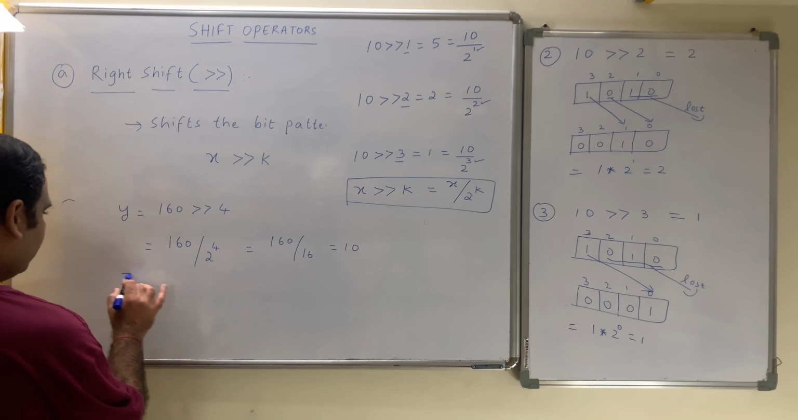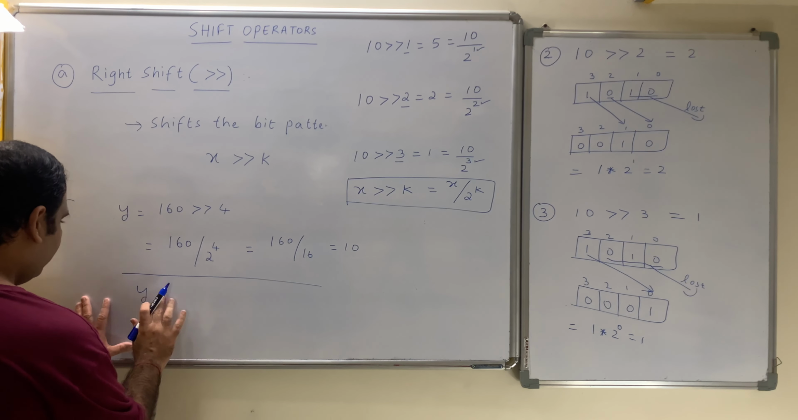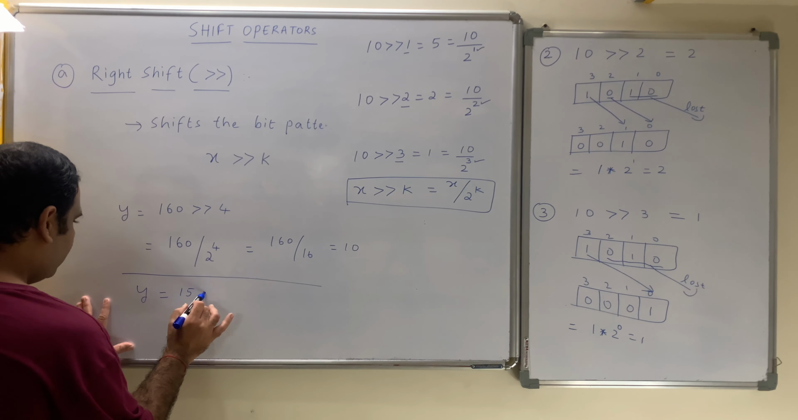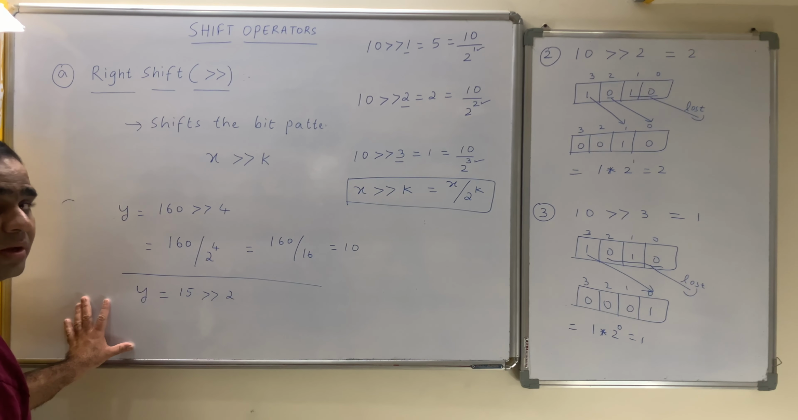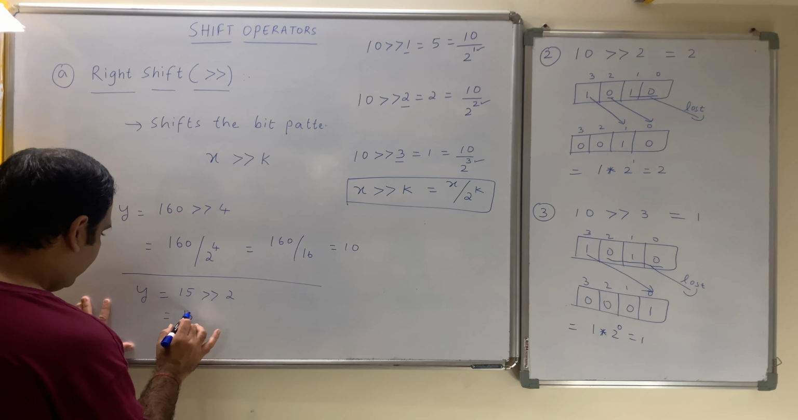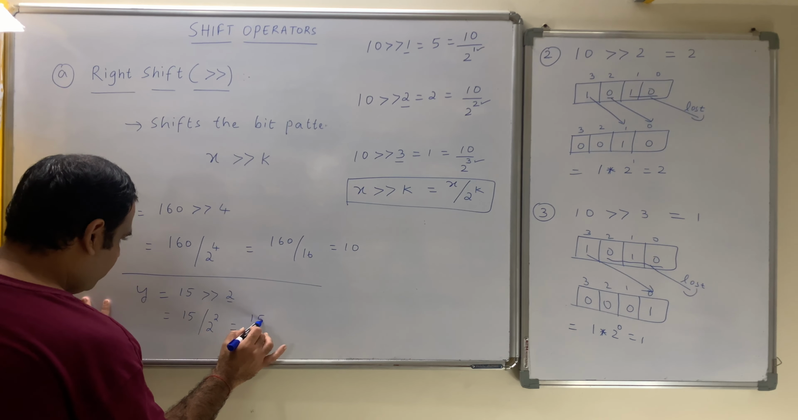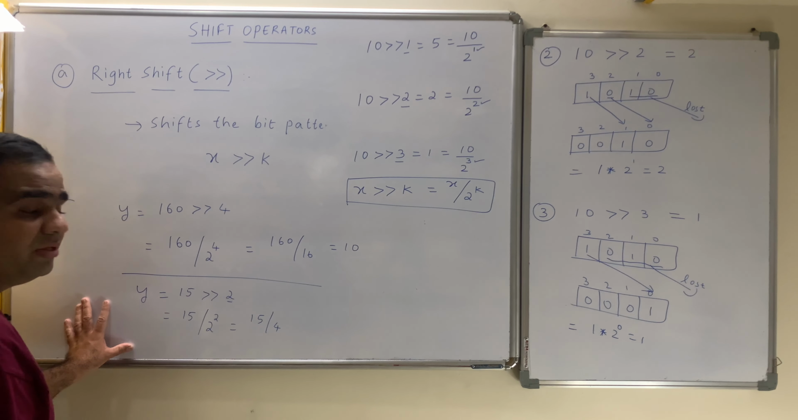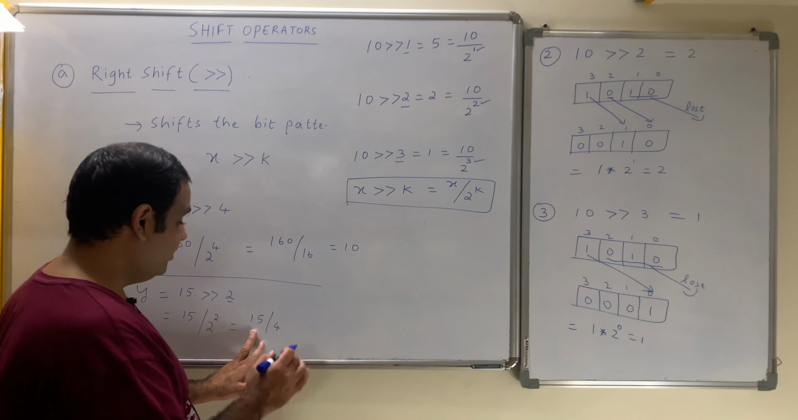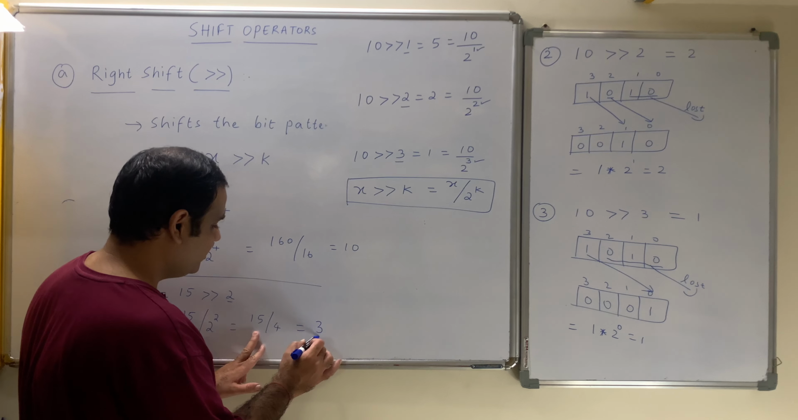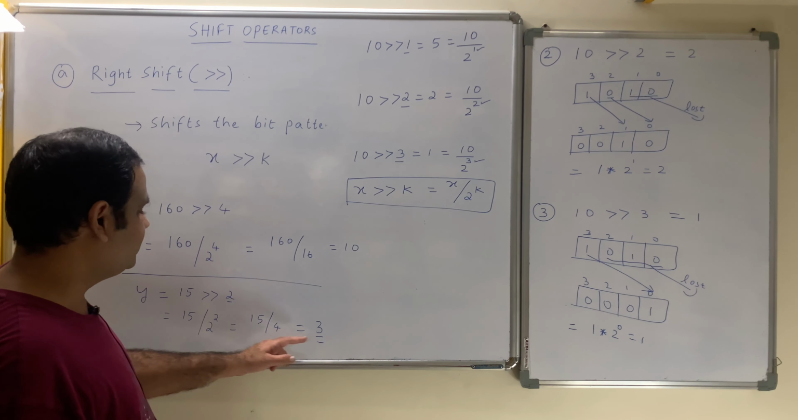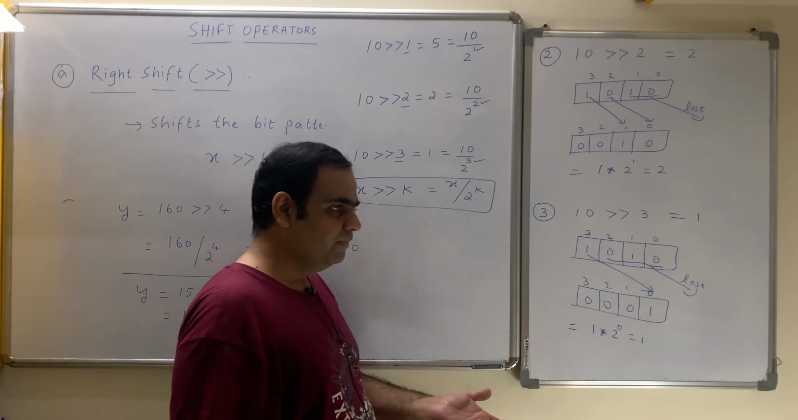Let's take one more example. Suppose we say y is equal to 15 right shift by 2. Now this is equal to 15 divided by 2 to the power 2. This is equal to 15 by 4. And what is 15 by 4? It is not 3.75. Integer by integer is integer. Hence 15 right shift by 2 is equal to 3.